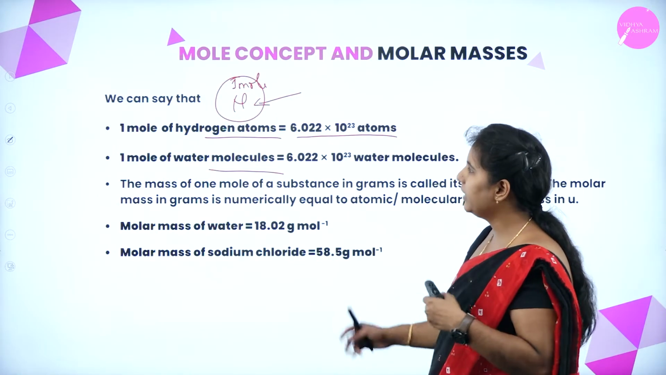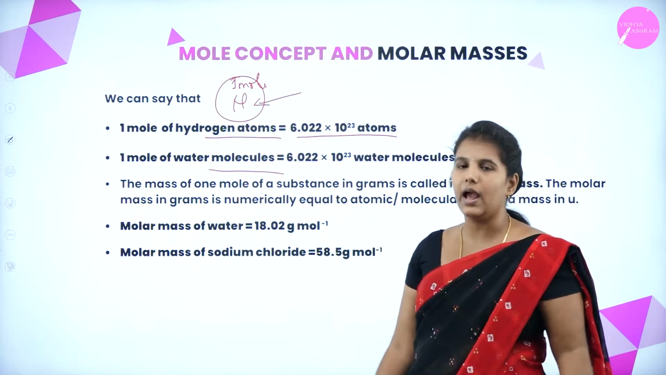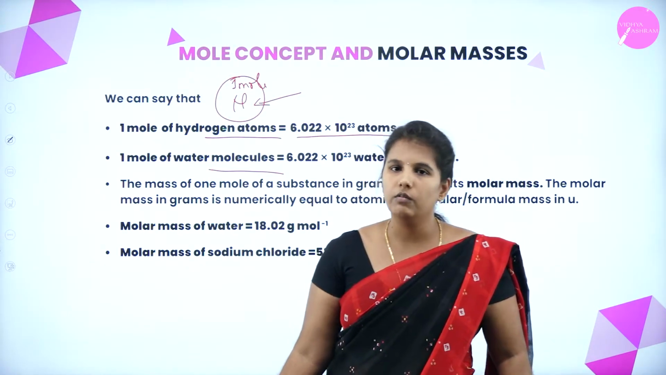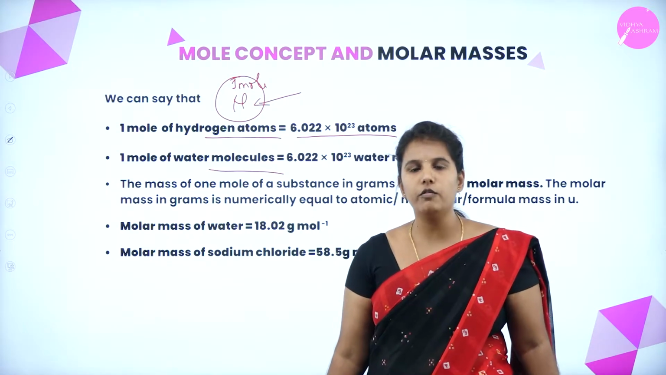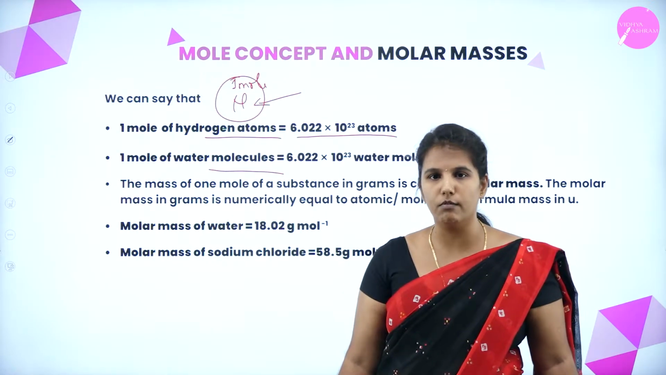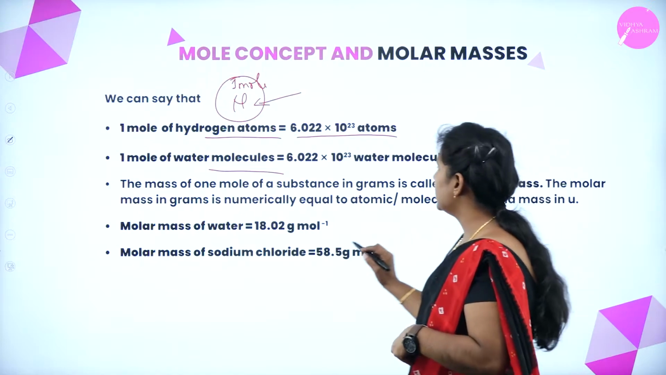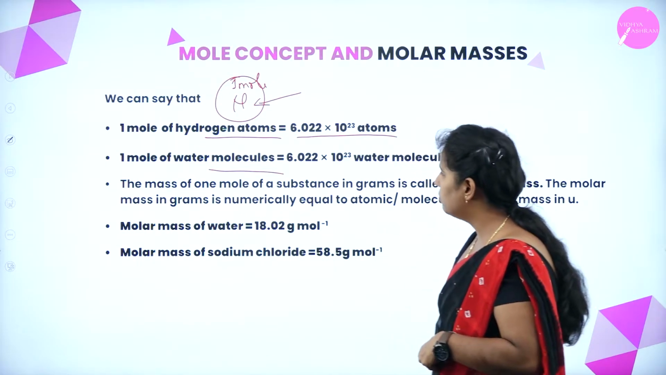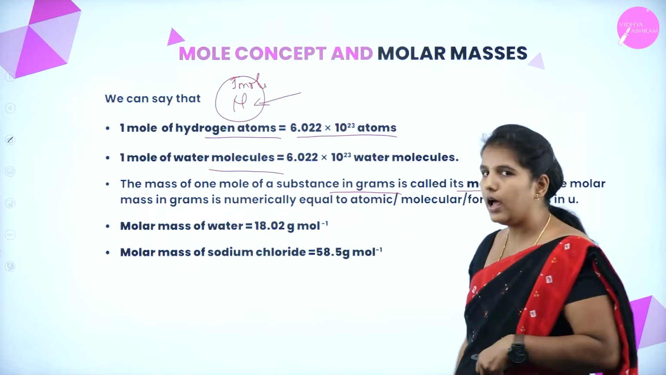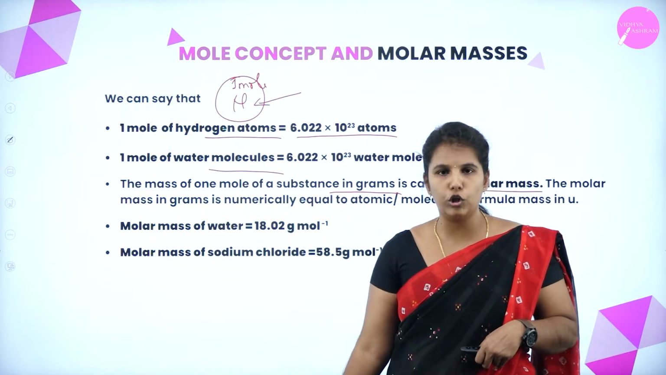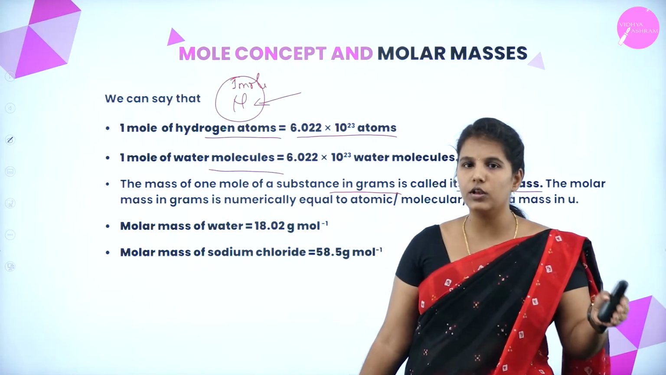So by this we can say that 1 mole of any atom or any molecule will be equal to 6.022 into 10 power of 23 atoms per mole. Next is the mass of 1 mole of a substance in grams, which is said to be molar mass. Once you understand the mole concept, we go to the molar mass.